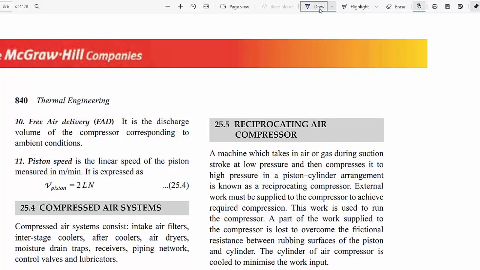These are the main nomenclatures or main concepts available for the reciprocating air compressor. If you want to know the major parts or nomenclatures for rotary air compressors, that is for yours.